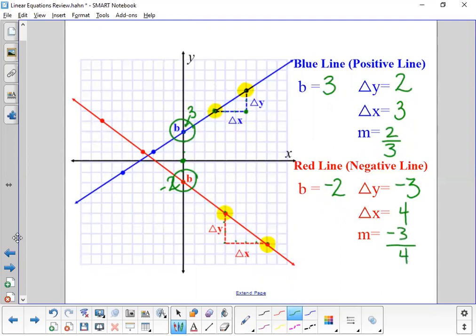Now, there's another way I could write this, still keeping it as a fraction. Since it's a -3, I can put the negative out in front of the fraction, or I can put the negative in front of the numerator, and both of those are totally correct. It's just all how you prefer to write it. And again, when your slope is a fraction, leave it as a fraction.